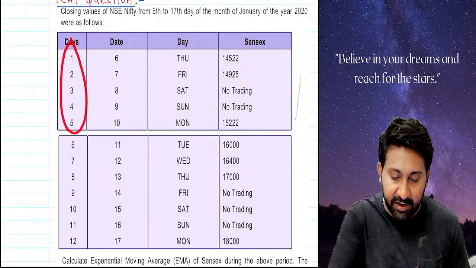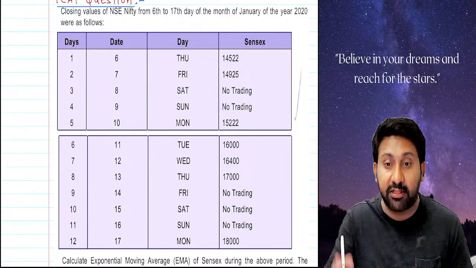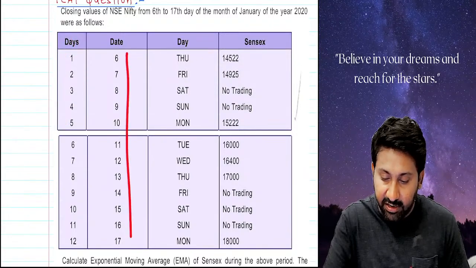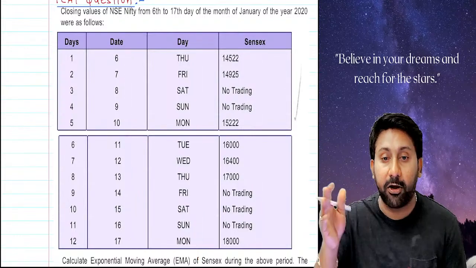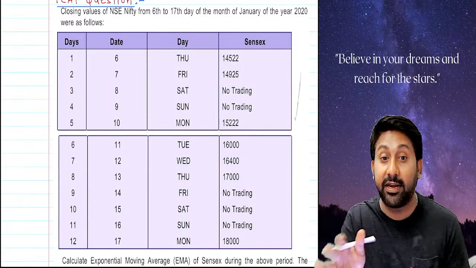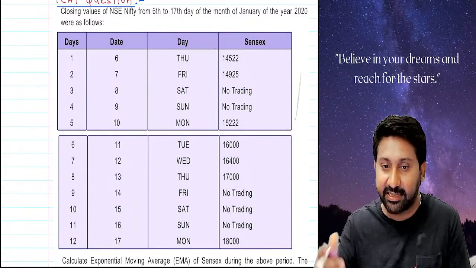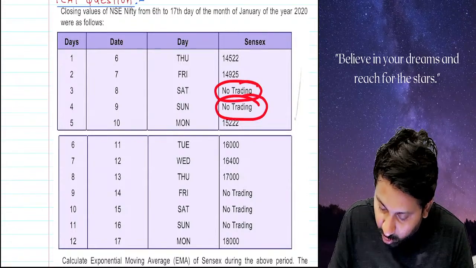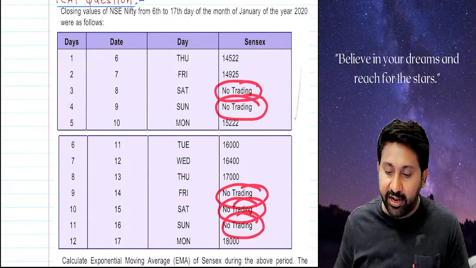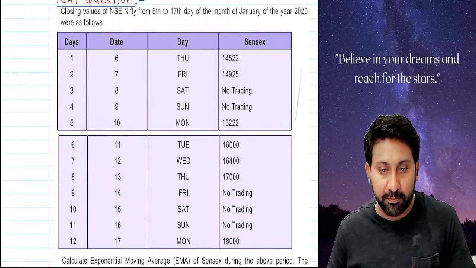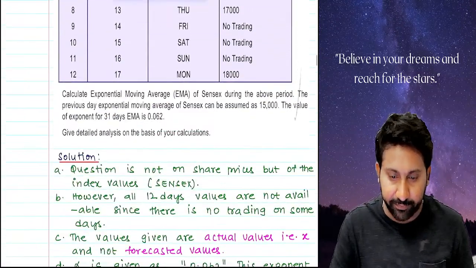There were days given, 1, 2, 3, 4, 5, till the 12th day. Dates are given, day, Sensex. The important observation is not the days, not the date, not even the Sensex. The importance is the no trading days. No trading day. Okay, what does it mean? How to calculate? First, let us see the question.